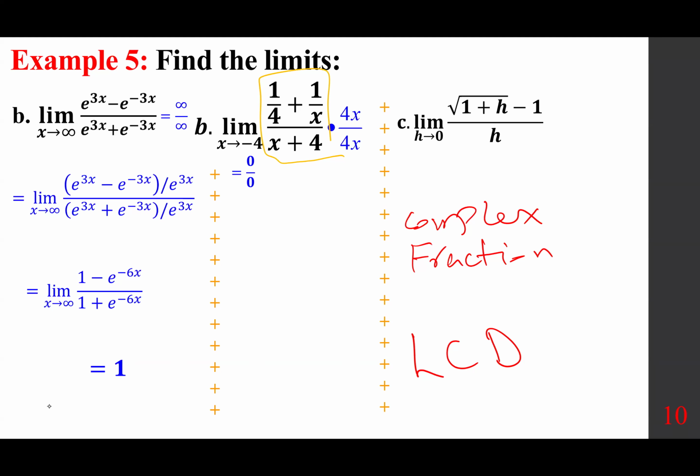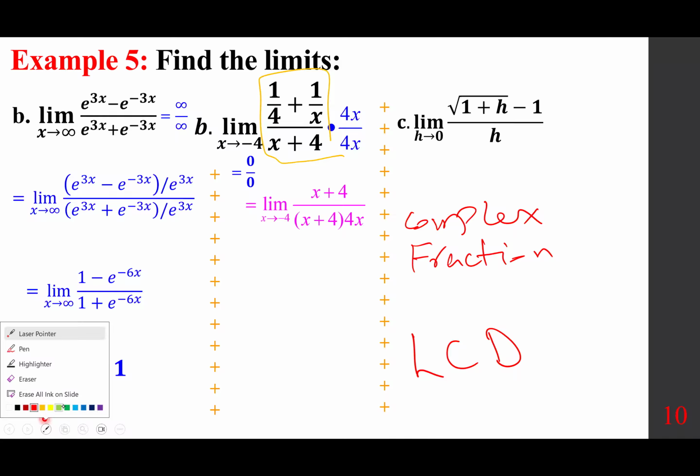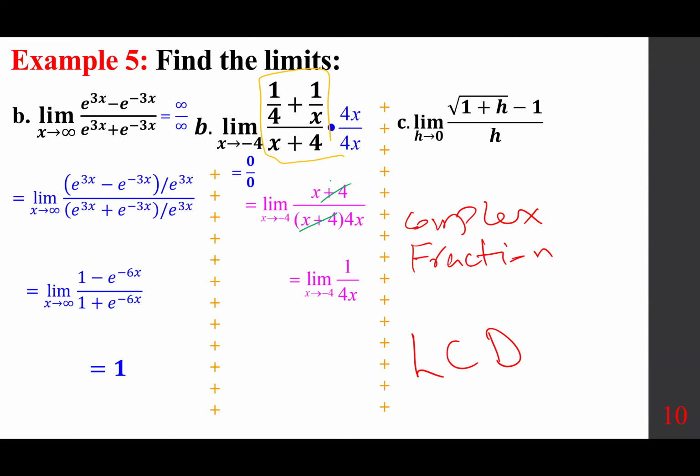When we multiply 4x by 1/4, we get x, by 1 over x, we get 4. These two, we never distribute. Here's the reason. X is approaching -4, x plus 4 is a problem, so keep it as a product. You're hoping that x plus 4 will go away, and it does. You get 1 over 4x, and you take the limit of 1 over 4x as x approaches -4, meaning replace the x, and you get -1 over 16.